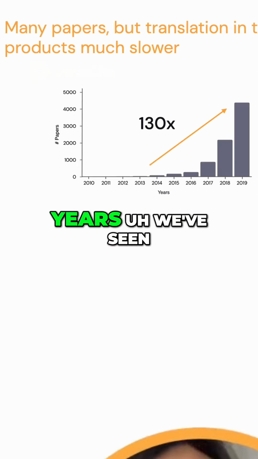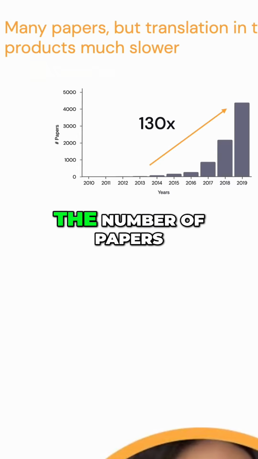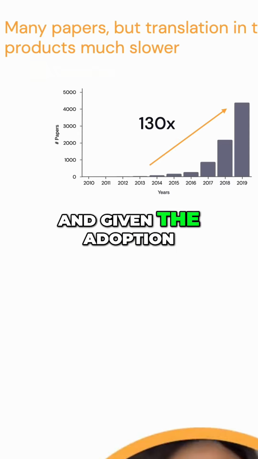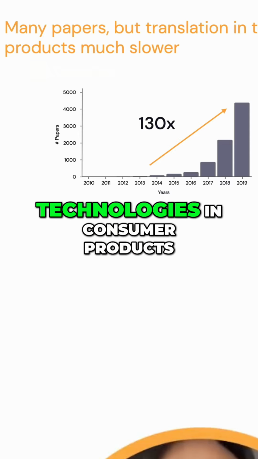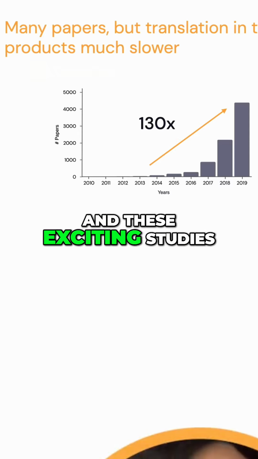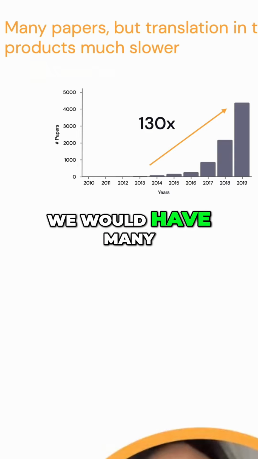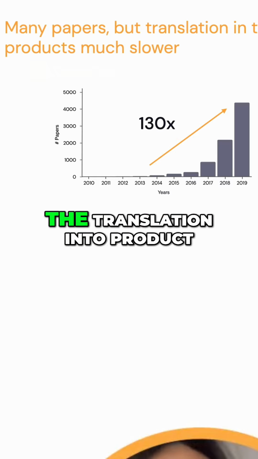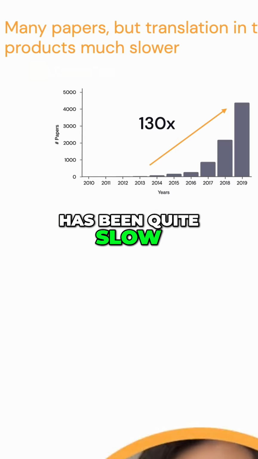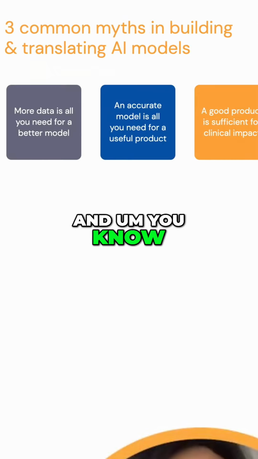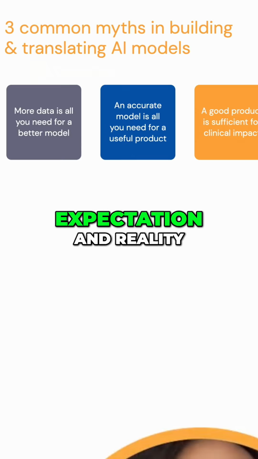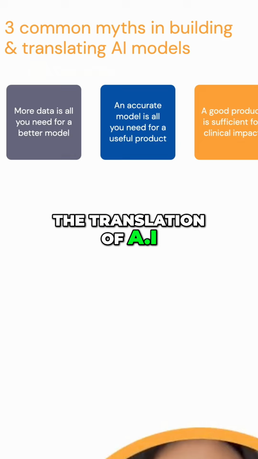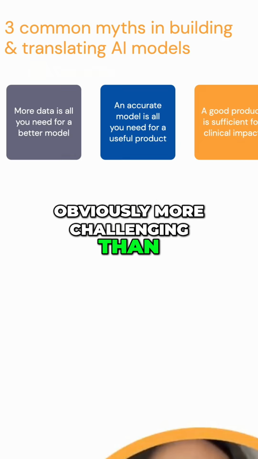And in recent years, we've seen a huge increase in the number of papers at the intersection of deep learning and healthcare. And given the adoption of deep learning based technologies in consumer products and these exciting studies, one would expect that we would have many AI enabled products in the healthcare space. However, the translation into product has been quite slow. And why this gap between expectation and reality? So, the translation of AI into healthcare is obviously more challenging than it seems.